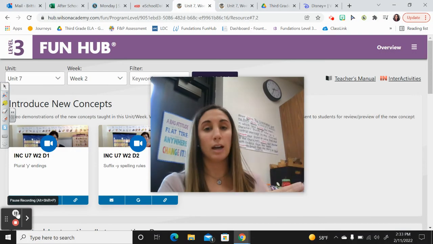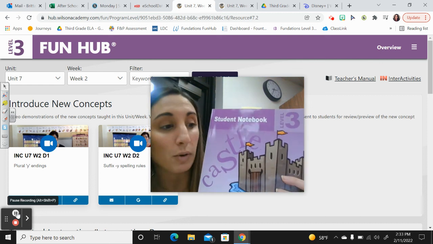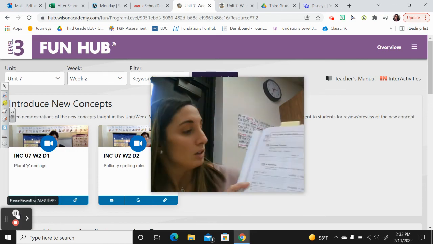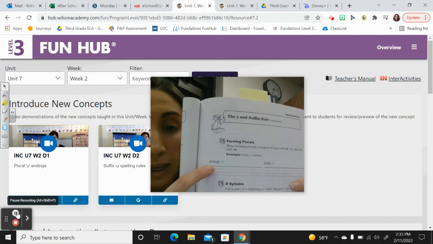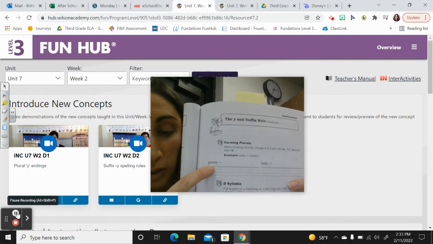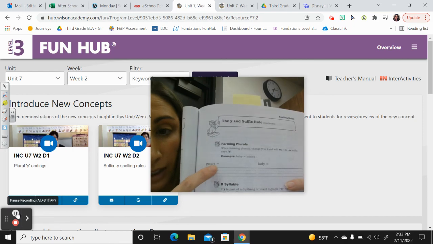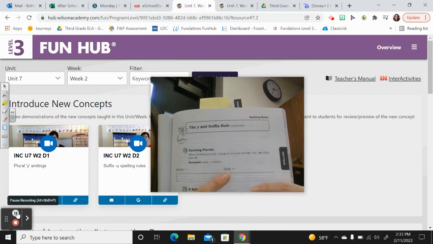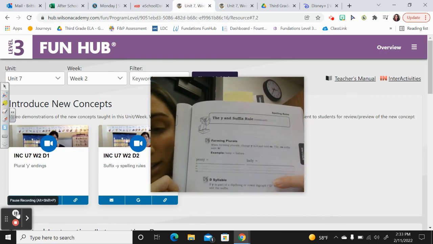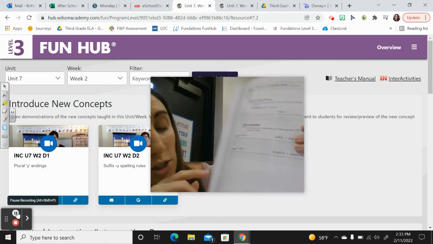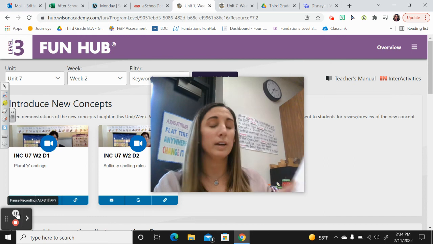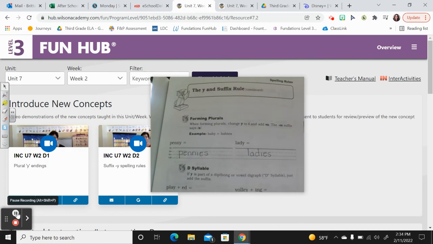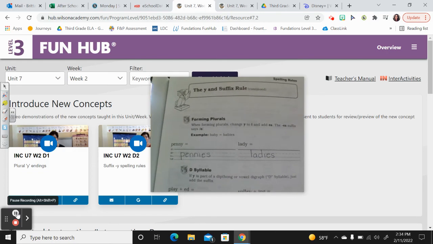Okay, next we're going to take out our student notebooks and add a couple things on page 39. So on page 39, we just learned the rule for making a word like penny plural. Change the Y to an I and attach your suffix ES. Same with lady. Change the Y to an I and attach your suffix ES. So go ahead and do that. Again, that's on page 39. All right, go ahead and check your work and make sure you spelled correctly. Since this is just a spelling rule, we're not going to worry about marking these words. We're more concerned about spelling the word correctly.